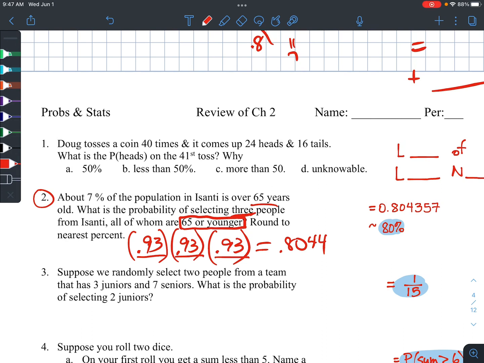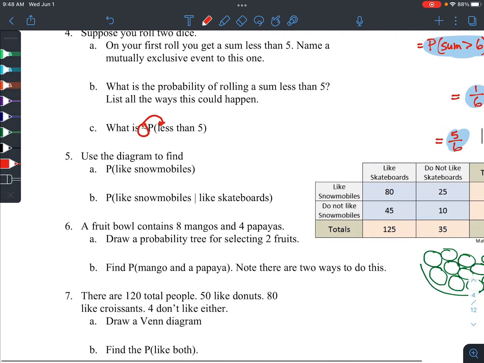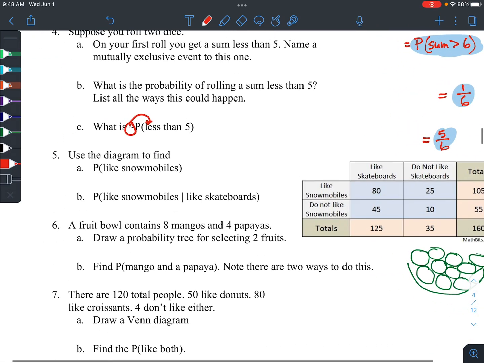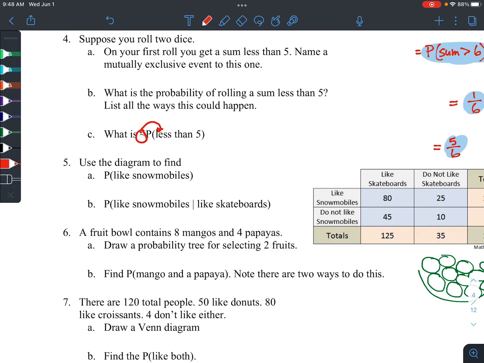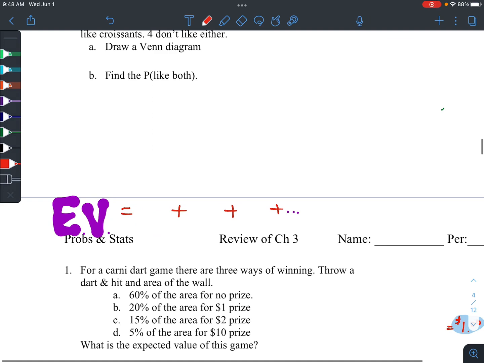Hopefully you got number 3 correct. Don't know if there's anything more I wanted to check. Feel free to email me or ask on Friday if there are other questions you might have regarding chapter 2. Okay, chapter 3. Here we go.